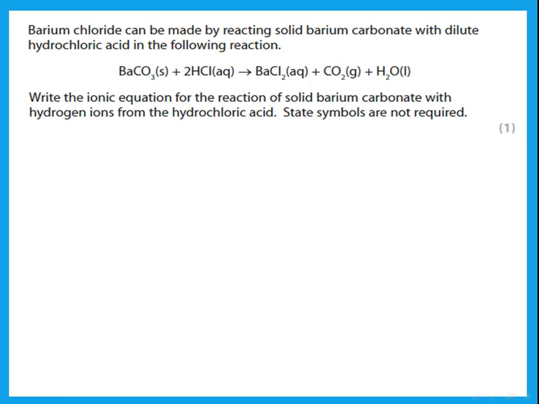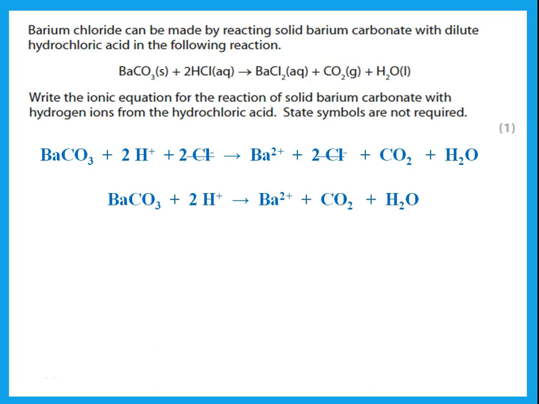Okay, write the ionic equation for this reaction. Barium carbonate is a solid, so it comes down exactly as it is. The HCl is aqueous, so it ends up as 2H plus and 2Cl minus. The barium chloride is aqueous, so it's barium 2 plus and 2Cl minus. And the carbon dioxide is a gas, I don't ionize it. Water is a liquid, I don't ionize it. Cancel whatever is the same on both sides of the arrow, Cl minus and Cl minus. And I'm left with barium carbonate plus 2H plus to give barium 2 plus, carbon dioxide and water.